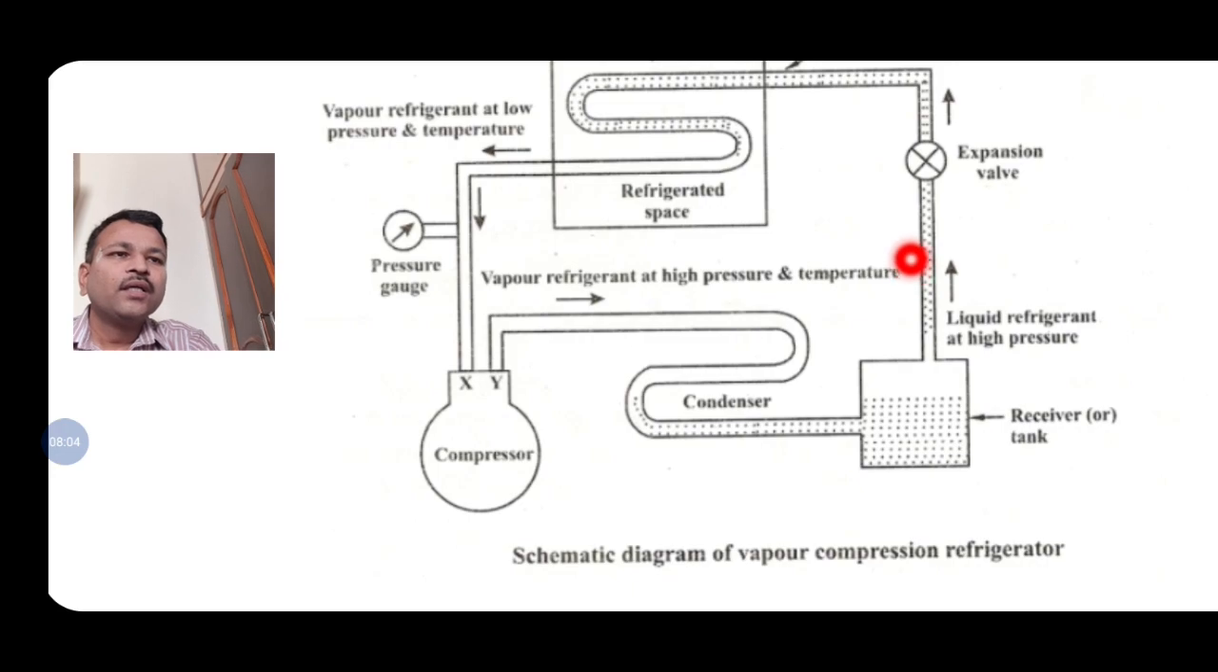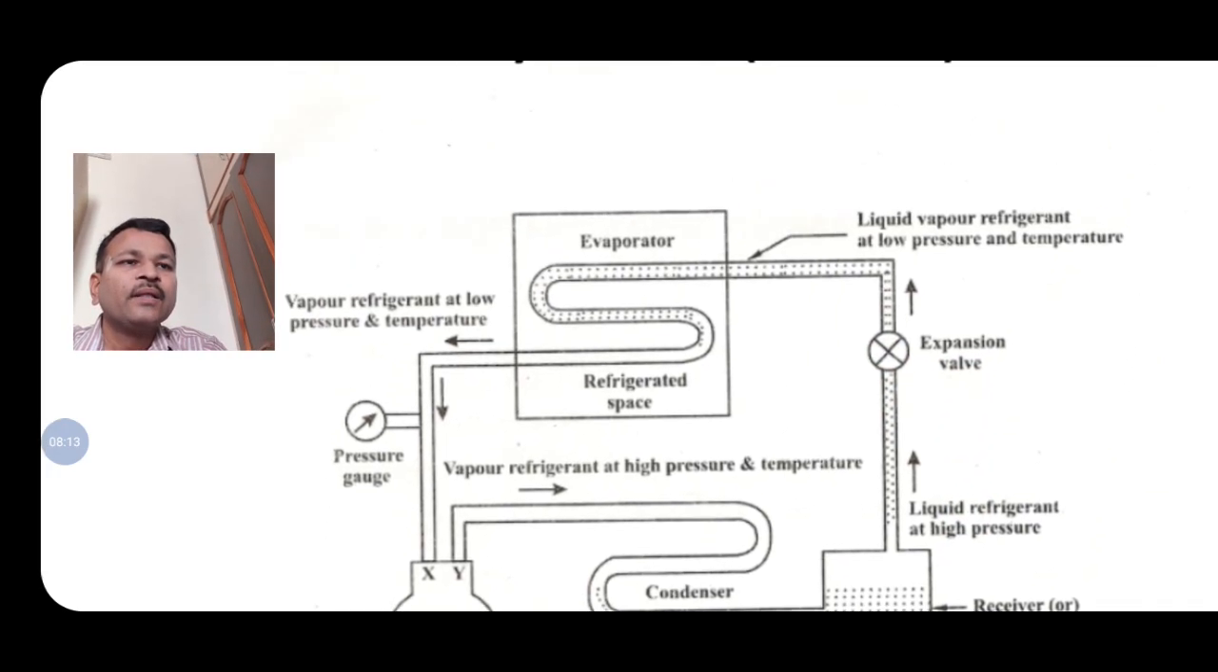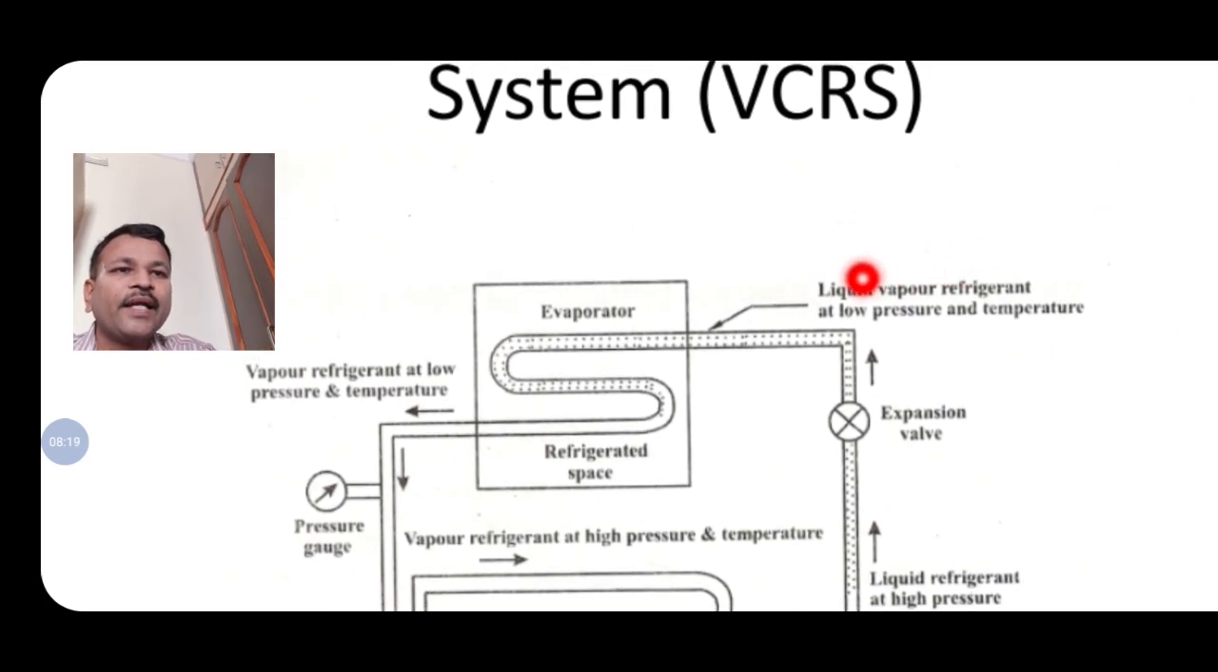The expansion valve converts high pressure, high temperature liquid refrigerant into low pressure, low temperature liquid refrigerant. Again from there it will go to the evaporator, where evaporation takes place. Evaporation means converting liquid into vapor state again. While the refrigerant is evaporating, it takes the heat present in the refrigerated space and carries it to the atmosphere. Again the vapor refrigerant will come to the compressor. One cycle is completed.